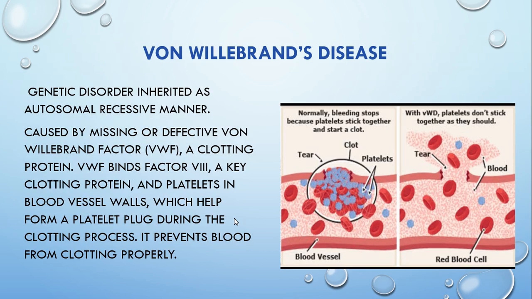Von Willebrand's disease is another autosomal recessive genetic disorder which is due to the formation of defective von Willebrand factor, a clotting protein. This von Willebrand factor is due to the defective larger portion of factor 8, in which there is a defect in the platelet plug formation. The platelets don't combine together to form the platelet plug. In this way, it prevents blood from clotting properly.